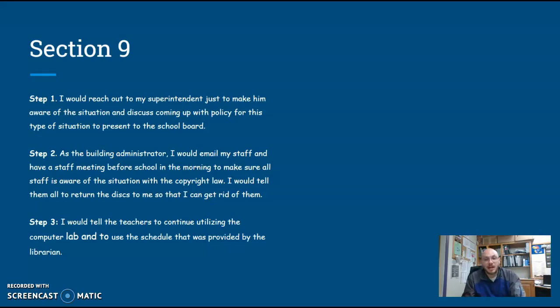Apparently, the lab was working fine. They had the resources there. They had the schedule. Yes, it may not be as convenient, but it's there. Let's utilize it, and we can avoid being in trouble. Like I said, we don't make a big deal out of it.